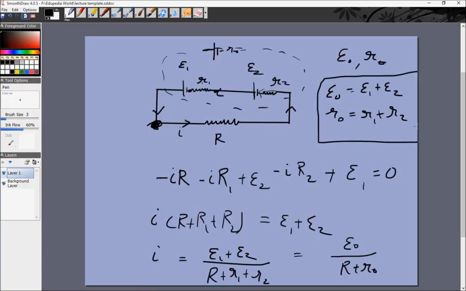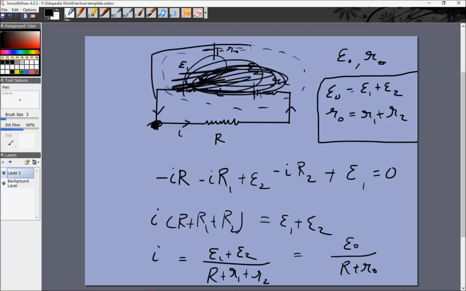Now you could have 2 batteries or you could have 20 batteries. All you need to do is add the individual EMFs, and that will give you the net EMF across the two ends, and add the individual resistances, it will give you the net internal resistance. Now this is just a construction. All that it says is, instead of this whole system, I could have just scratched this out and instead just kept one single battery of EMF E0 and internal resistance R0, and nothing in this external circuit would have changed, right? So this is for series connection.